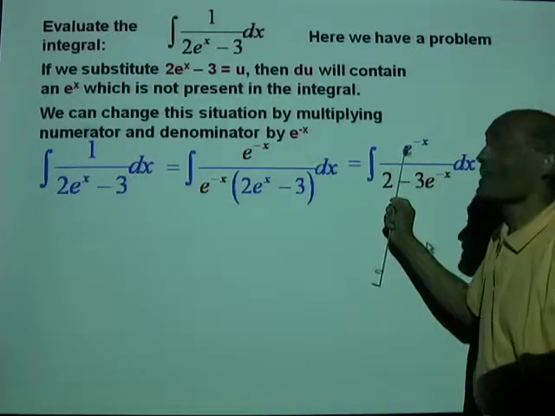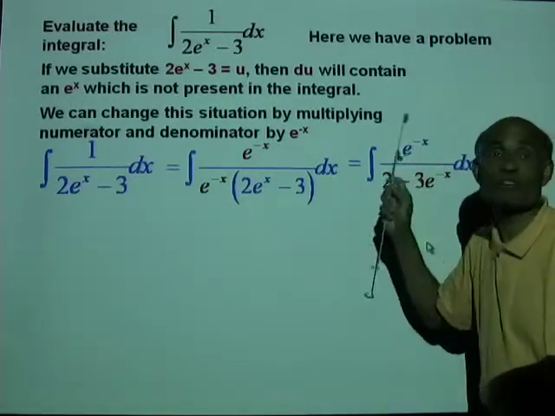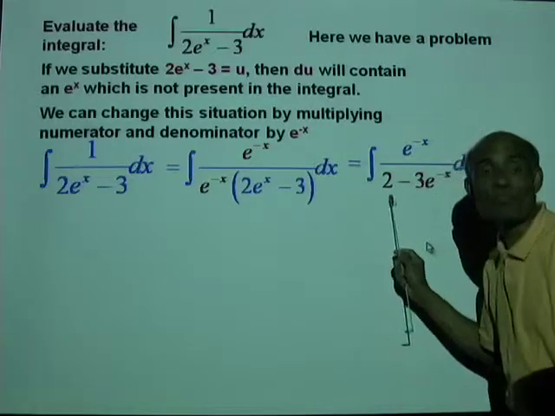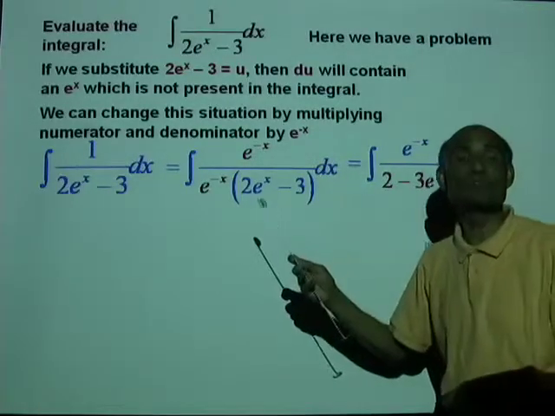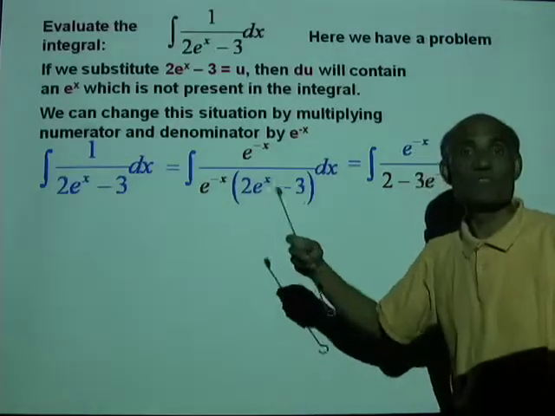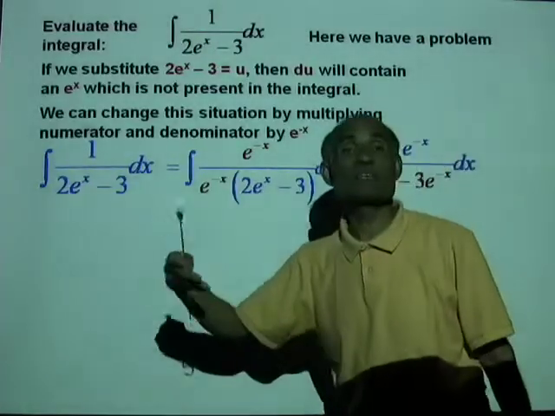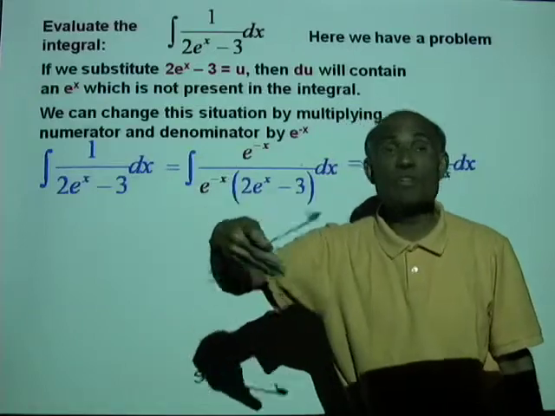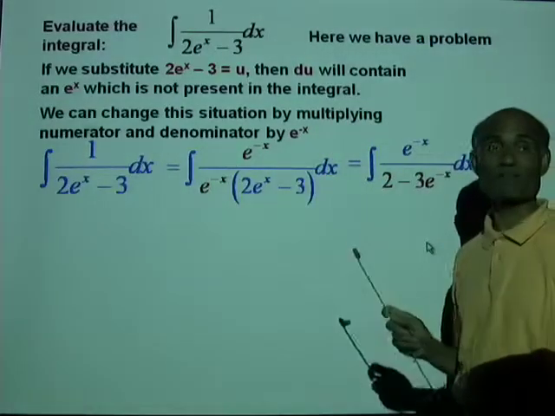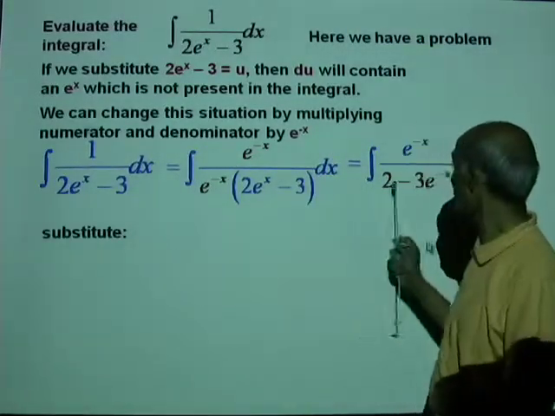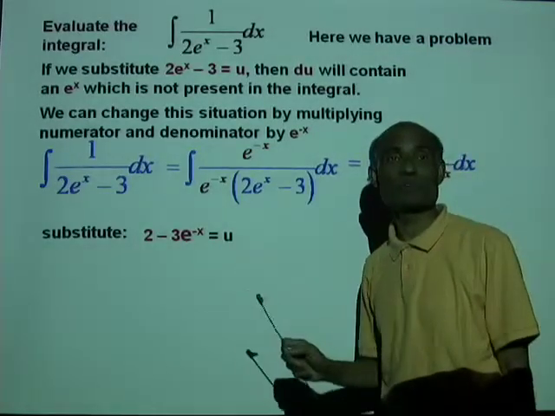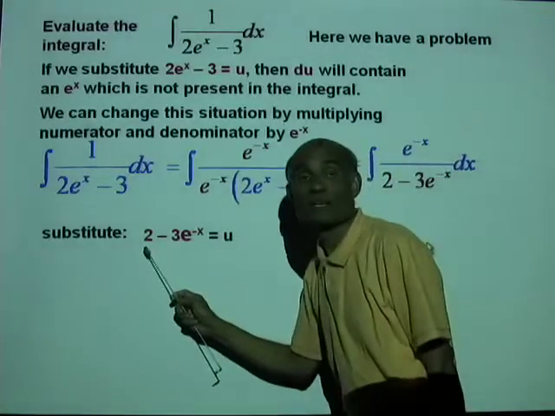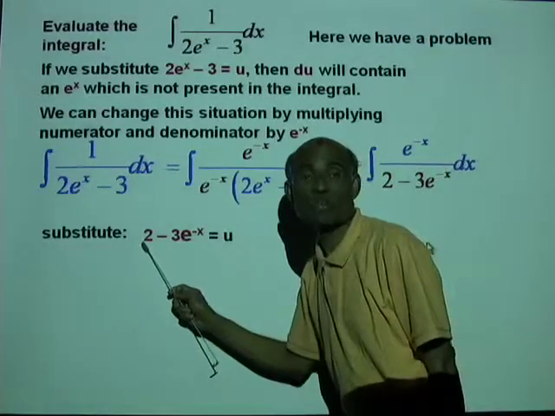Now we have an e to the power of negative x on the numerator. Therefore, we can now substitute the denominator equal to u, because the e to the power of negative x that is going to come in du can now be accommodated. So we substitute 2 minus 3 e to the power of negative x equal to u. Alright, how do you take the differential?